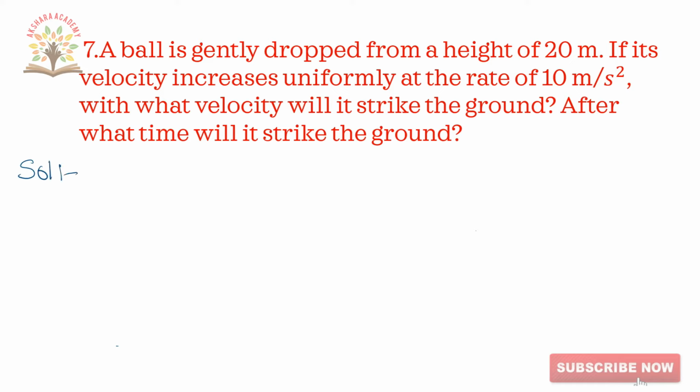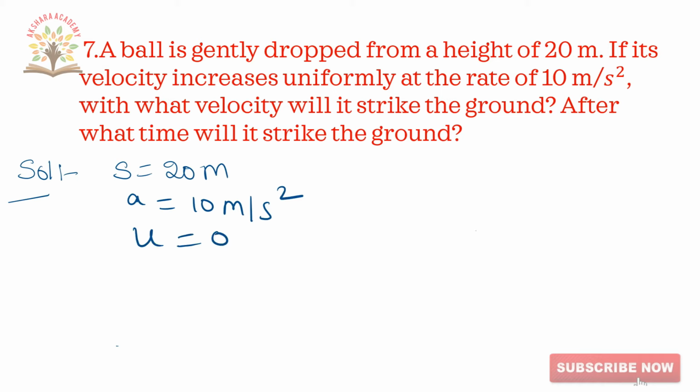Now we are writing the solution. What is given in this question? S is equal to 20 meters and a is equal to 10 meter per second square. A is nothing but acceleration, and u is equal to 0. Why? Because it starts from rest, and t is equal to question mark. S is equal to ut plus half a t square. After substituting values in this equation, we get 20 is equal to 0 into t plus half into 10 into t square. You have to calculate the value of t.